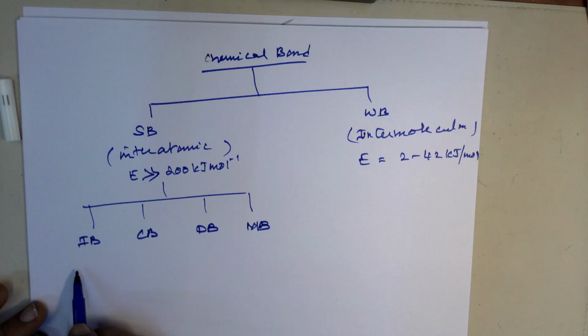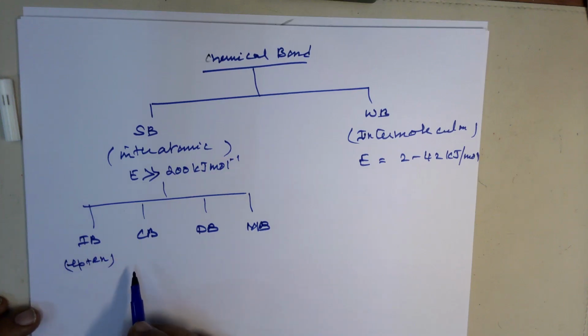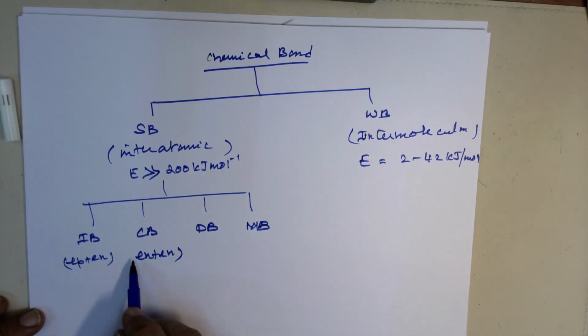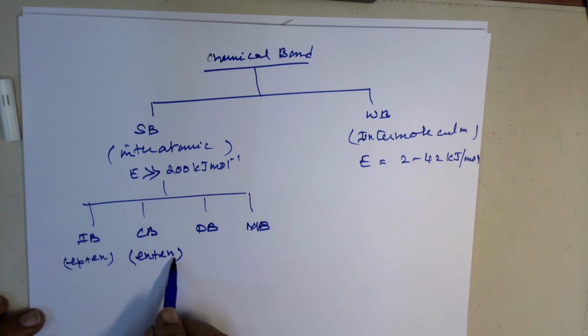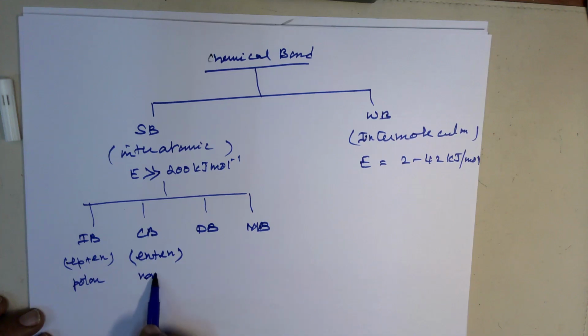And ionic bond can be easily understood as EP plus EN, that is, electropositivity plus electronegativity. Covalent bond, in this case, there is no difference in electronegativity, so this is electronegativity plus electronegativity. Of course, you know this is polar and this is non-polar.